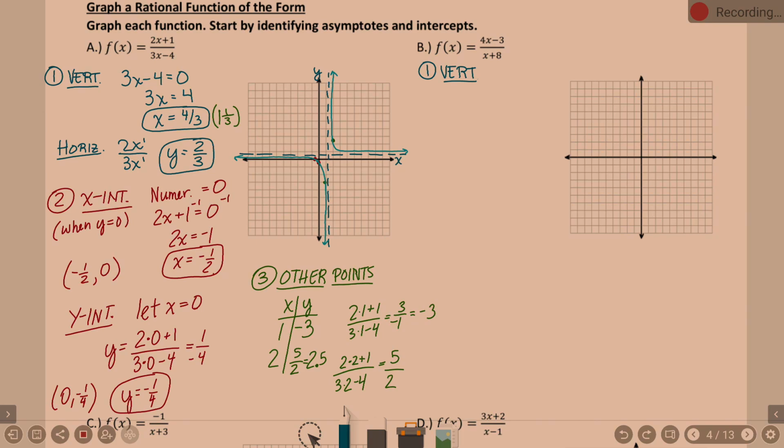What are you thinking for vertical asymptotes here? X plus 8 equals 0. Denominator equal to 0. So x plus 8 equals 0, which means I'm going to have a vertical asymptote at x equals negative 8. Ooh, that's going to be way over there, isn't it? You can go ahead and put it in if you want. It's going to cross the x-axis at negative 8. So it just means my graph is going to be way shifted over here. That's all right. We'll make it happen. And remember, vertical asymptotes, what are we doing? Denominator equal to 0.